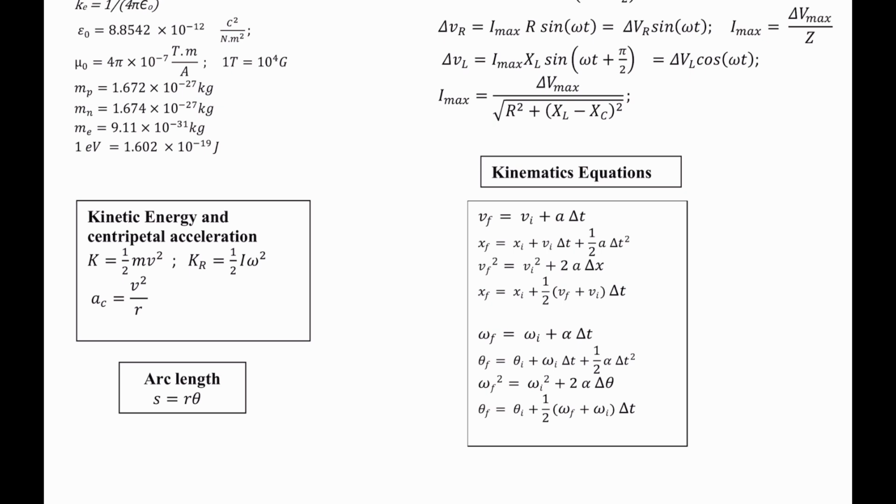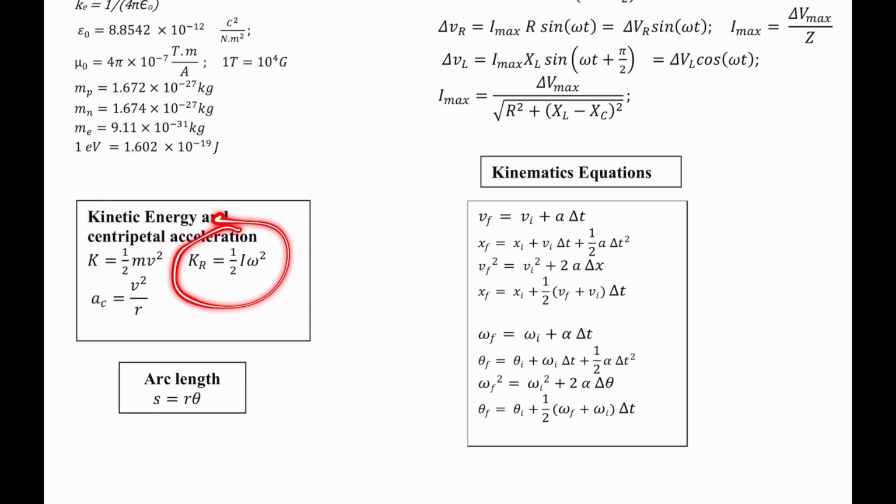Like maybe they tell you a charged particle has 3 electron volts of energy. You can convert electron volts to joules, plug joules into here, divide by 1/2, divide by the mass, and you can find the velocity very simply.